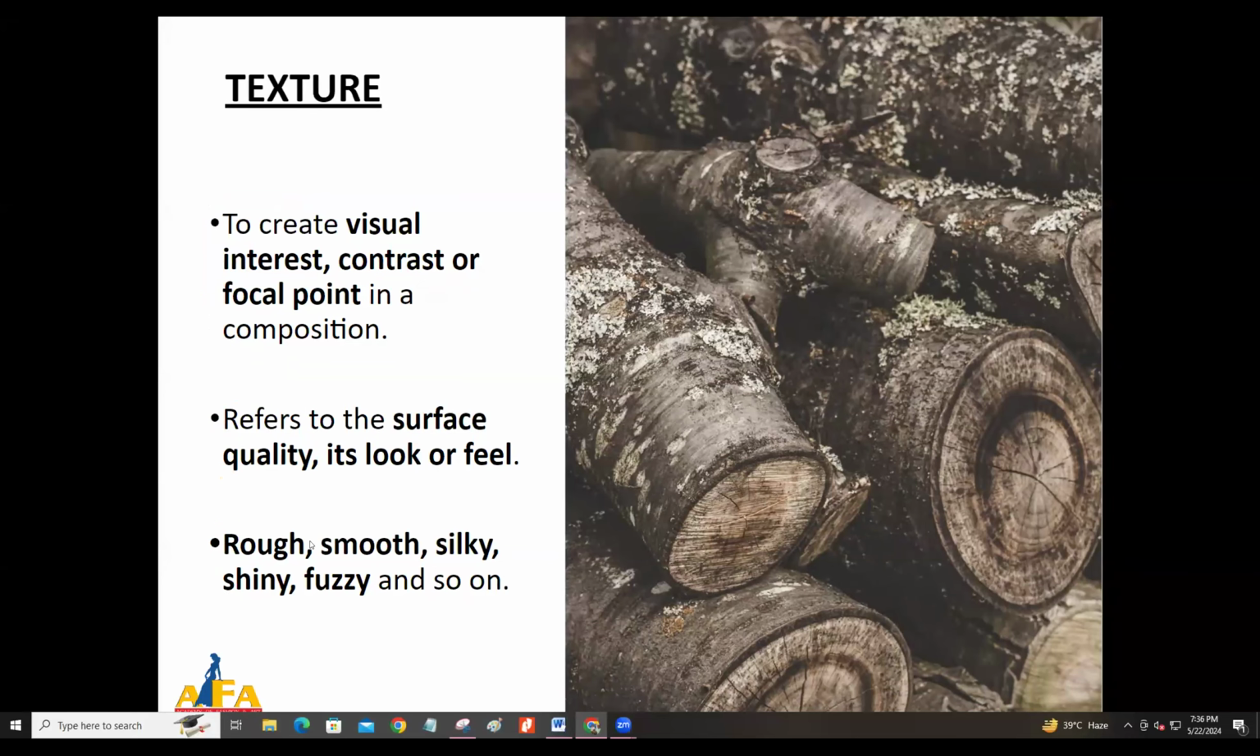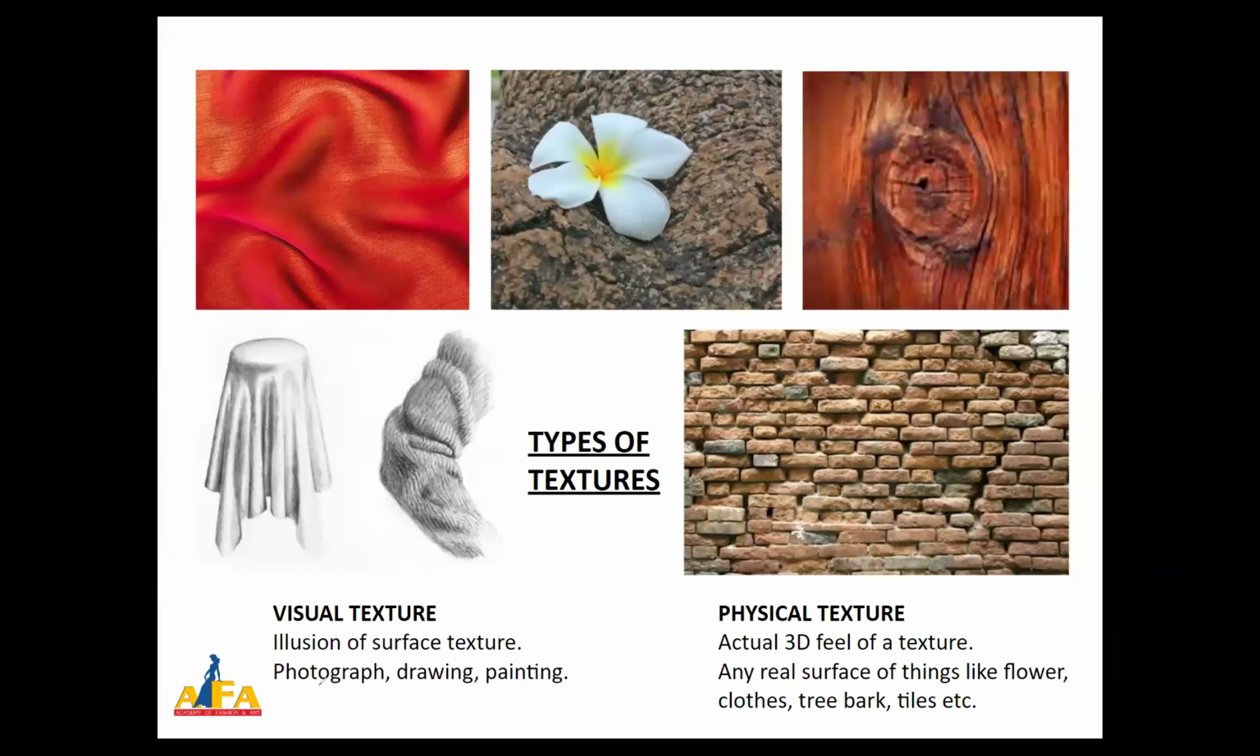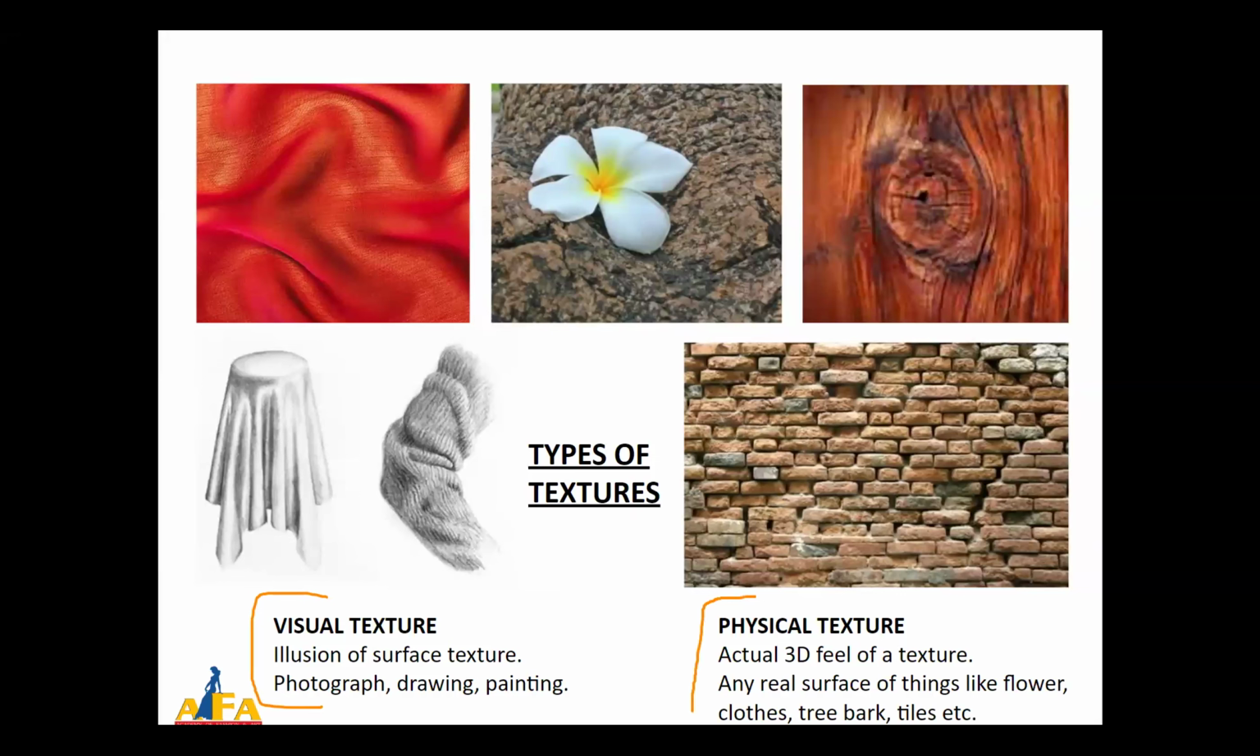Now please write about this. Texture can be divided into two parts: visual texture and physical texture. Visual texture means you need to create it by means of drawing. It is the illusion of surface texture by means of photograph, drawing and painting. So this you create on your own, on a sheet of paper. Physical texture is the actual tactile character, the actual feel of an object, and by touching, the way you feel that it is hard, rough, smooth, that is known as the physical texture.